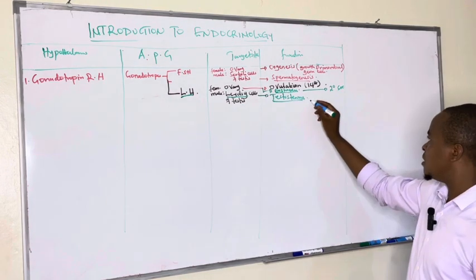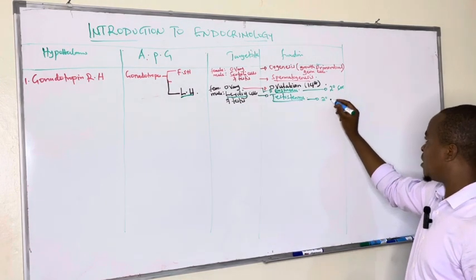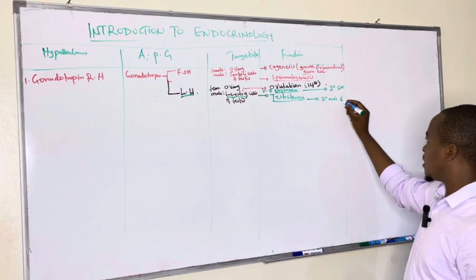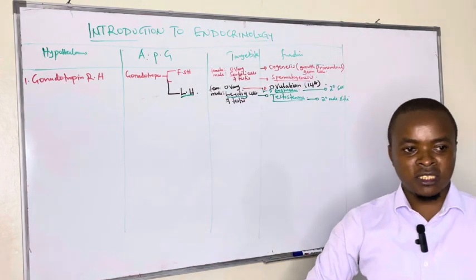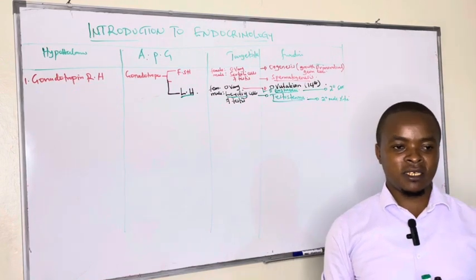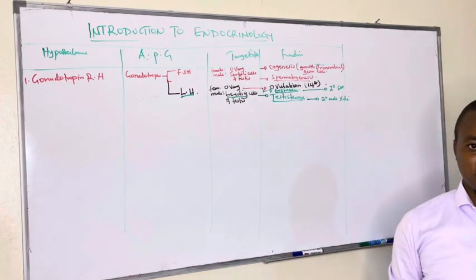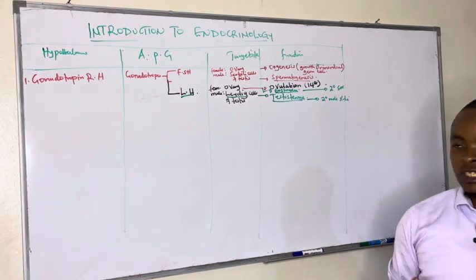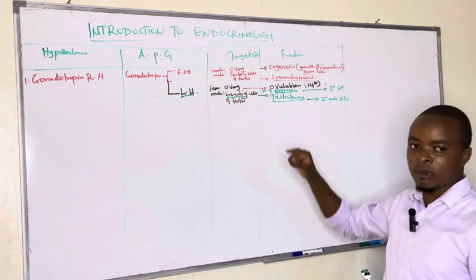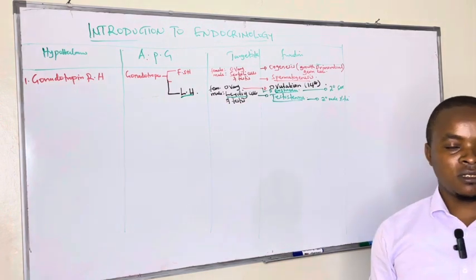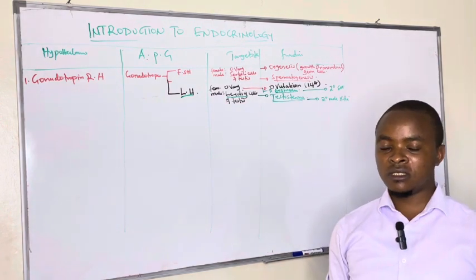Then testosterone is the one that brings about secondary male characteristics, like deepening of the voice, masculinity, and growth of the beards. And apart from that, it also works together with FSH for enabling spermatogenesis. That is the function of testosterone.